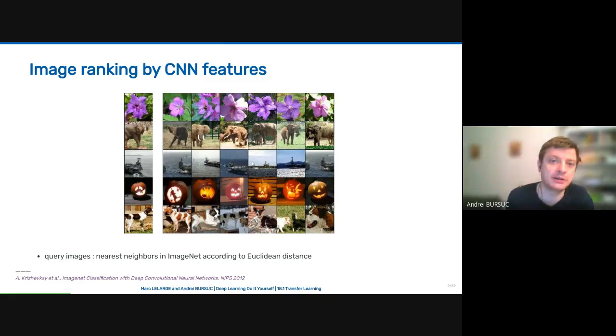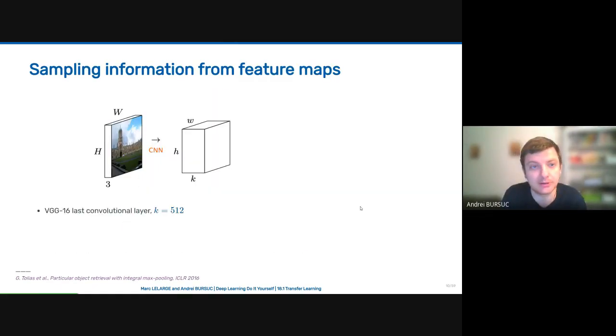We can retrieve similar images, similar objects. Here we have this purple flower and other purple flowers. Here we have different instances of elephants, of boats, of Halloween pumpkins, and of dogs. So it's actually not this bad in terms of capabilities.